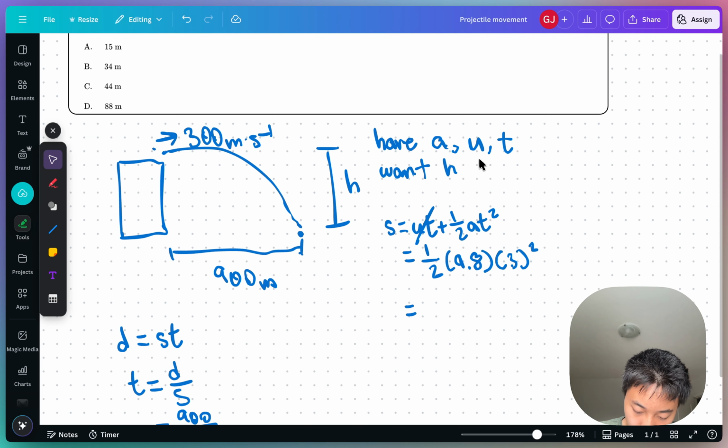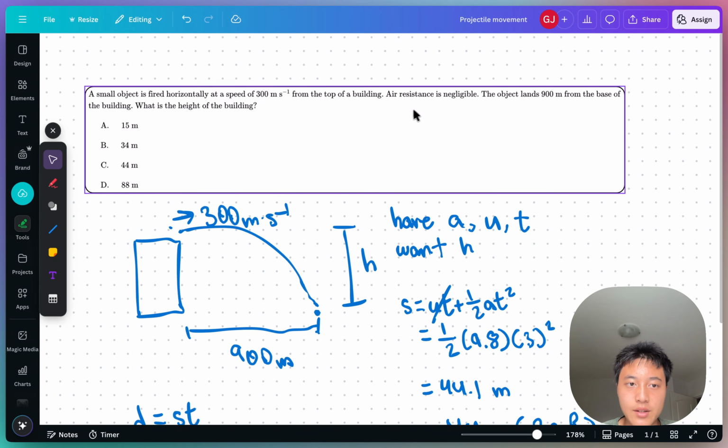And that is 44.1 meters. And this is 44 meters to two significant figures. And that is C. So that's our final answer.